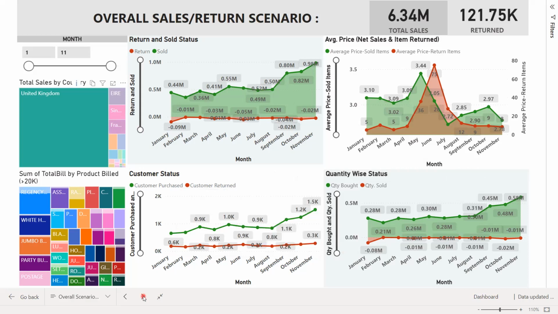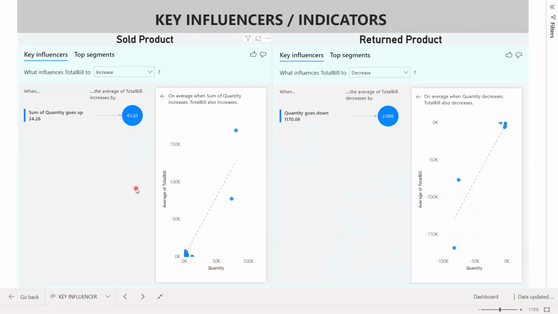Further, we want to understand how these complete transactions are affected by influencers. In our case, we have tried to analyze two segments: one where the product was sold and we generated business, and the other side where we have a returned product. We wanted to understand the reasons behind what is influencing the increase in the bill.